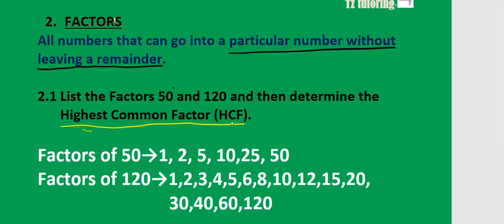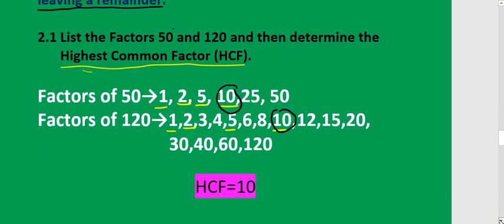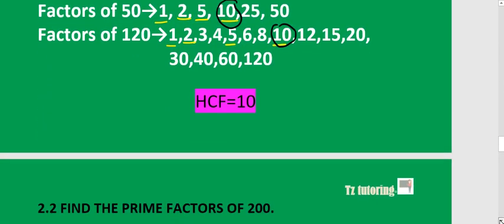We could see that, of course, they have 1 in common. They also have 2 in common. They also have 5 in common. And then they have 10 in common. But after 10, they've got nothing else in common. They don't have 25 in common. They don't have 50 in common. So that means that 10 is basically the highest that they have in common. Okay, so that is our highest common factor. Our HCF is 10. All right, moving on.